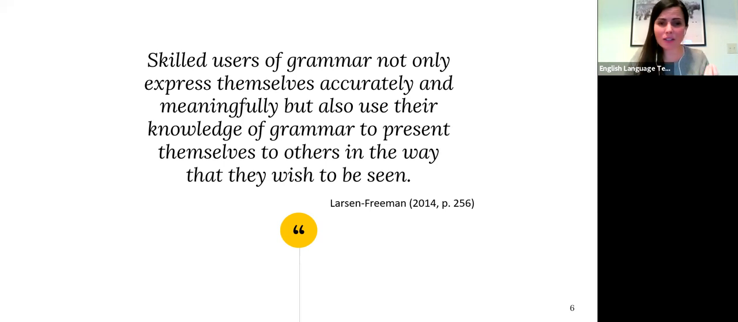So I think it's very important that we touch on this aspect of, okay, yes, grammar is important to express yourself accurately and precisely and effectively, but it also has to do with the perception of what people are perceiving when you're saying things, because of the choices that we make, right? Grammatical choices. So let me show you this here.